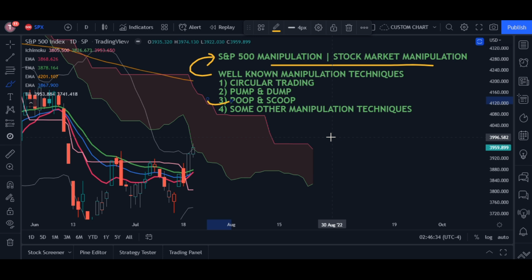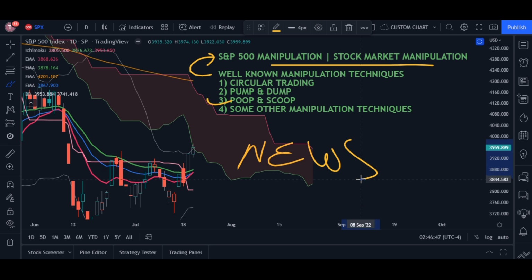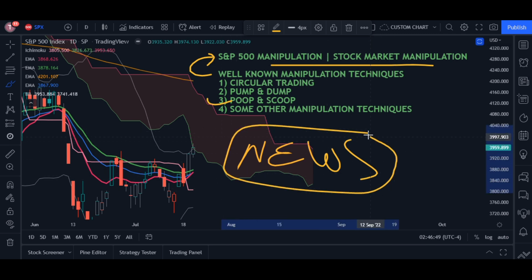So this ugly name, because the technique is very ugly. Ugly technique means what they generally do: they spread the news. And let me tell you one thing about the news. News is something that is most of the time fabricated.